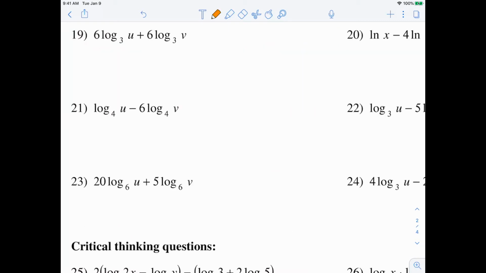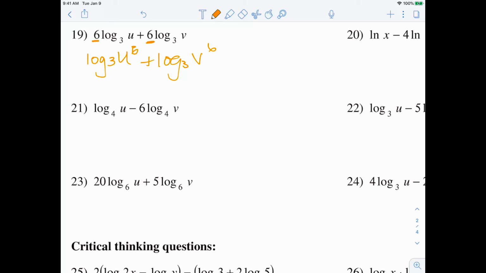I'm going to go ahead and look at number 19 now. Number 19 shows that we have 6 times the log base 3 of u plus 6 times the log base 3 of v. The first thing I'm going to do is take my coefficients and turn them into exponents. So in order to do that, I end up with log base 3 of u to the 6th plus log base 3 of v to the 6th.